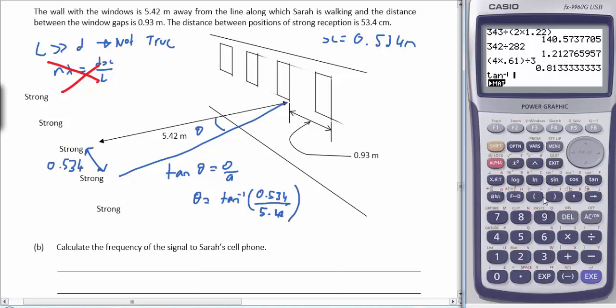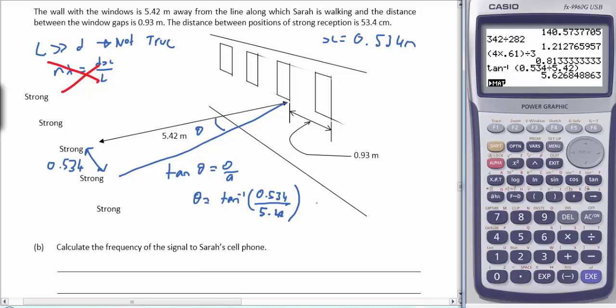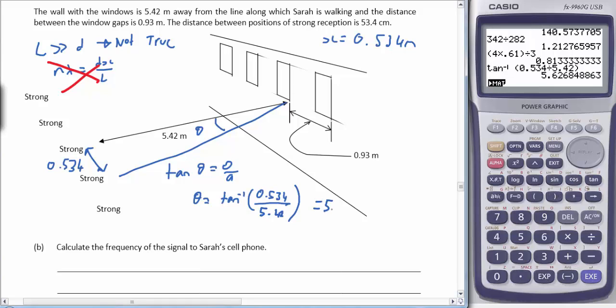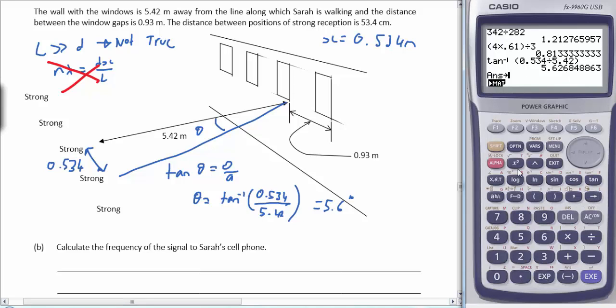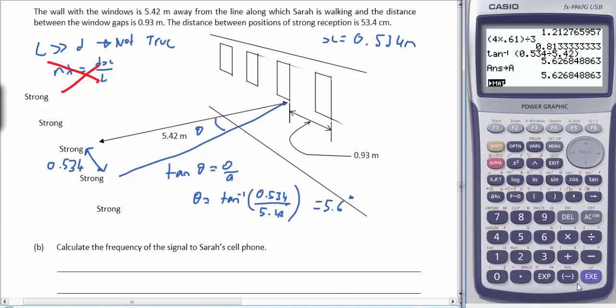Putting it into a calculator, making sure that my calculator is in degrees, shift tan of 0.534 divided by 5.42 gives me an angle of 5.6 degrees. I'm going to store that in my calculator as alpha A, so then I don't have any rounding errors. So has this really helped me so far? What am I trying to work out? Well, I've worked out the wavelength, and then I can work out the frequency from that.